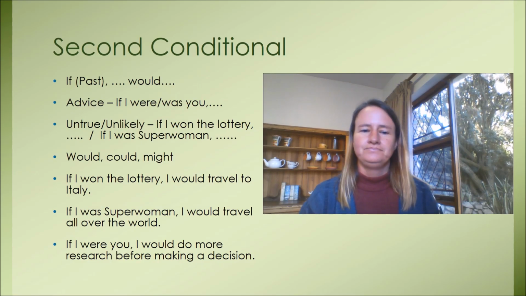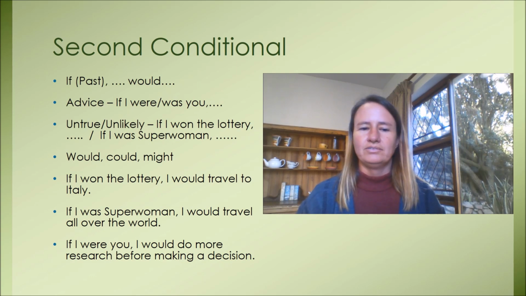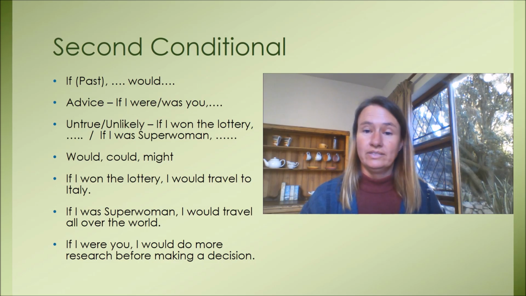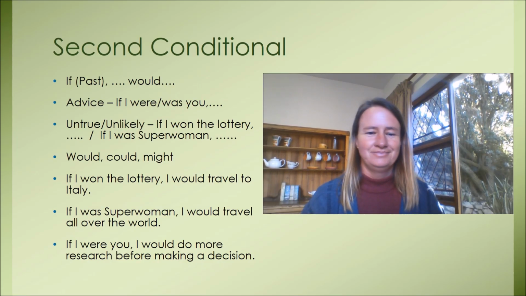Okay. So let's look at our examples now. Alright, the first one we have there. Okay, if I won, past, if I won the lottery, I would travel to Italy. I've always wanted to go there. So if I won the lottery, I would travel to Italy. This is what I would do. Okay. Our second example. If I was Superwoman, I would travel all over the world.